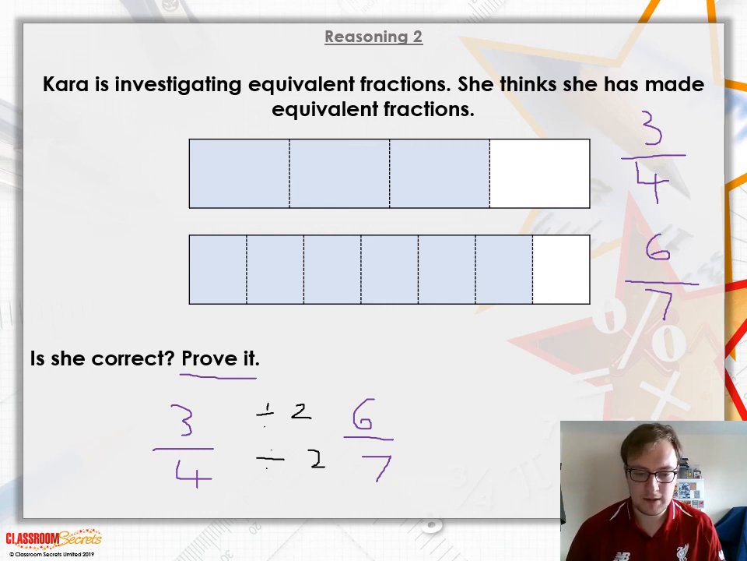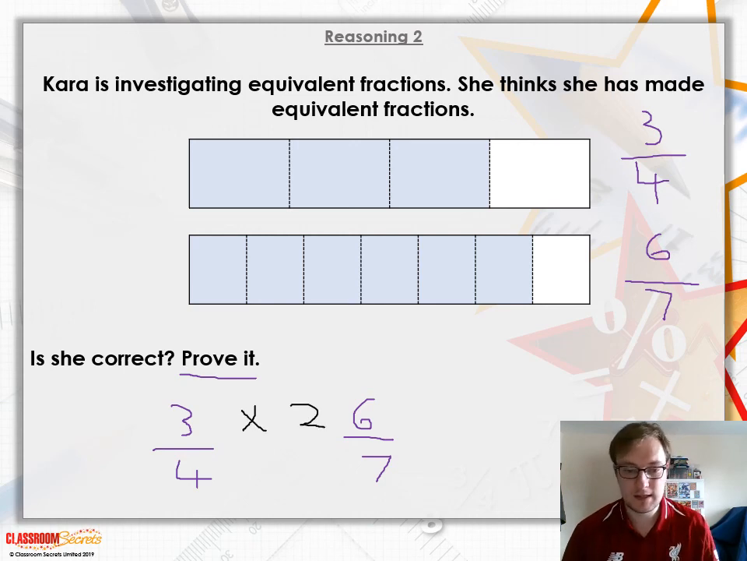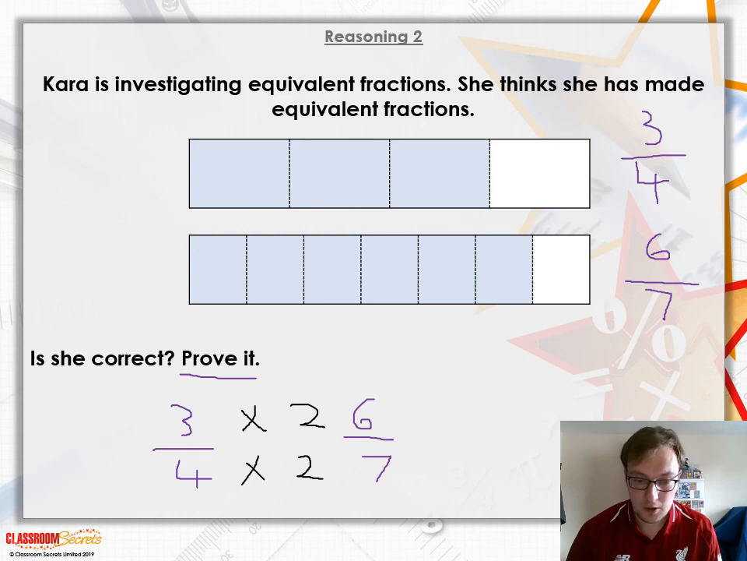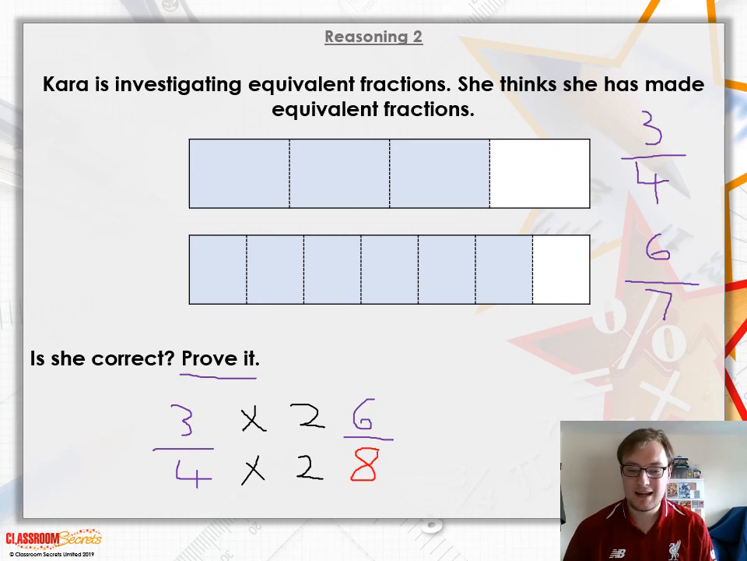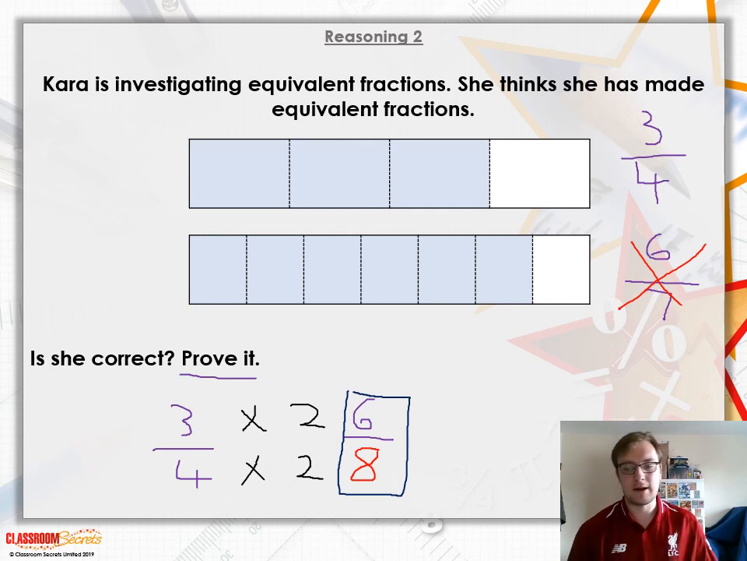Let's do a bit of inverse here. So if we know that the top number, our numerator, is divided by 2, let's change that to times by 2, so that 3 times 2 is still 6. And then, because we've done that to the top number, we need to do the same to the bottom number. So 4 times 2, which is not 7, it would actually be 8. Because 3/4 is actually equivalent to 6/8, not 6/7.